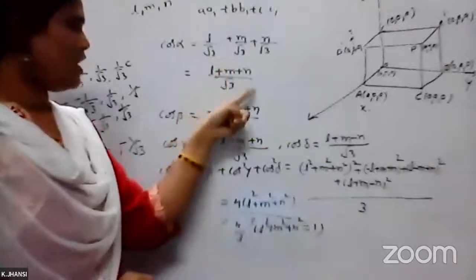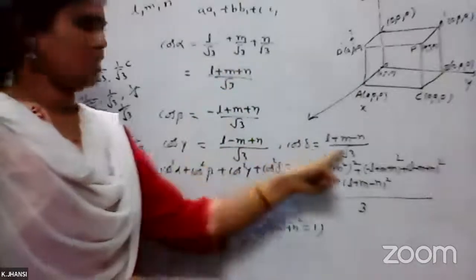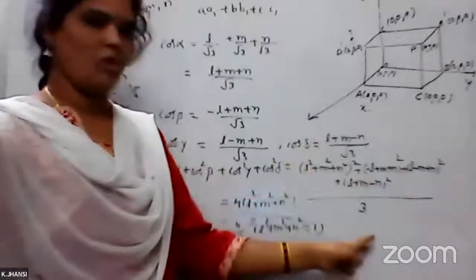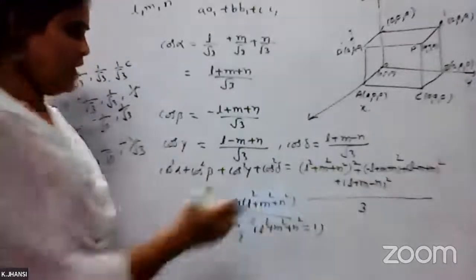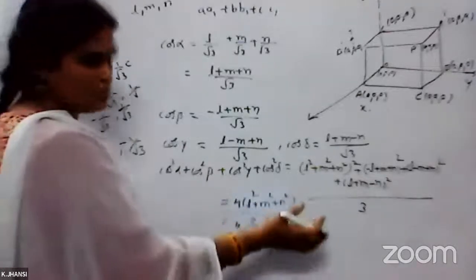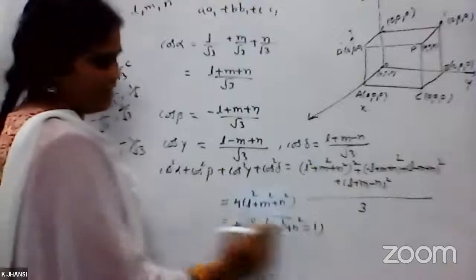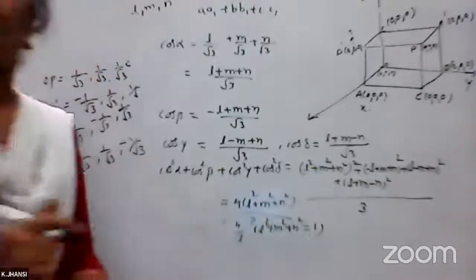Here, when you cancel out the root 3, 3, 3, 3, you take the LCM common here. So by 3 you will get it. And we know the relation: L square plus M square equals 1. You use that relation here, so you get the answer as 4 by 3.